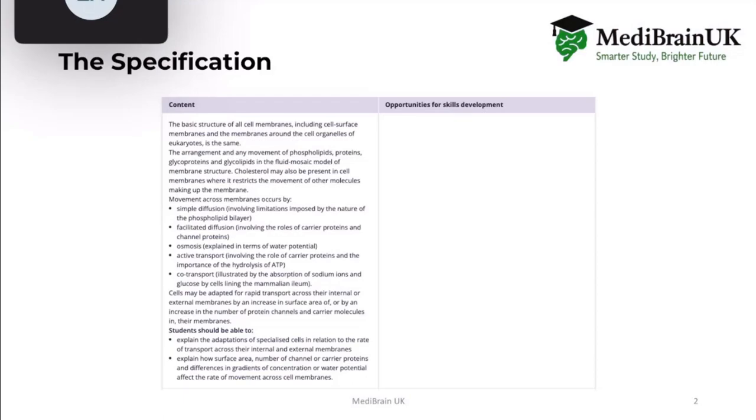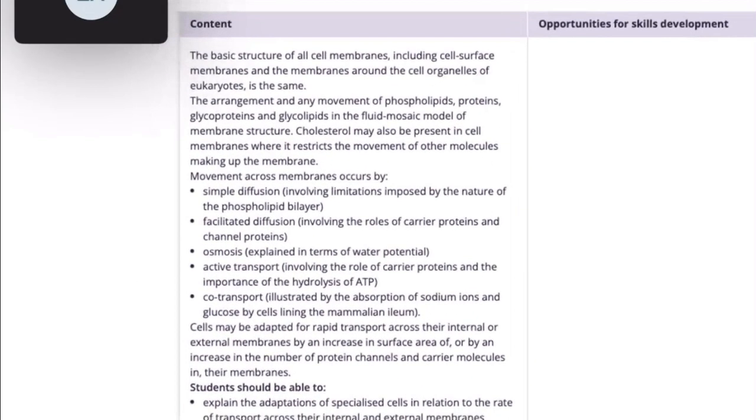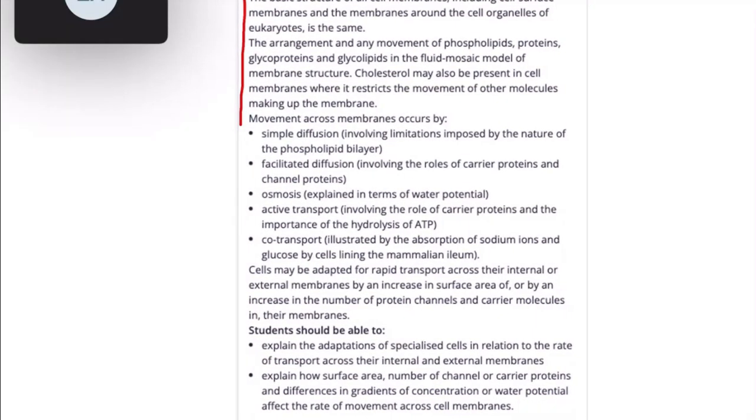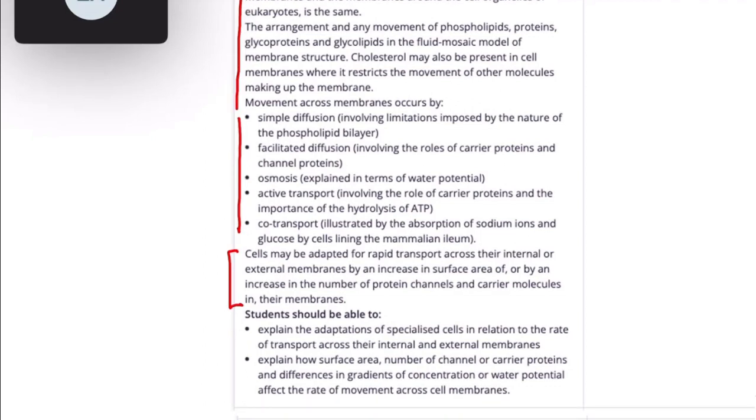Okay, this is the part of the spec that we are looking at. And as you can see, this part of the spec is literally just going over the structure of the cell membrane and what a cell membrane consists of. And you get common exam questions behind what the structure of the cell membrane looks like and why specific components are in place. You then need to know about the processes of movement across the cell membrane, and we're partly going to start looking at that in today's lesson. We're going to look at simple diffusion, facilitated diffusion, and osmosis. Next lesson, we're going to look at active transport and cold transport. Okay, and we will also cover this final part of the spec over here.